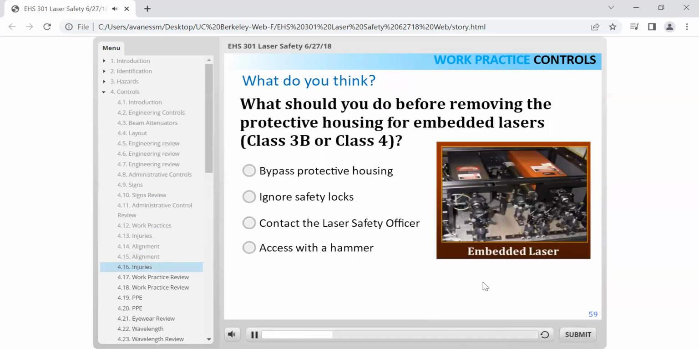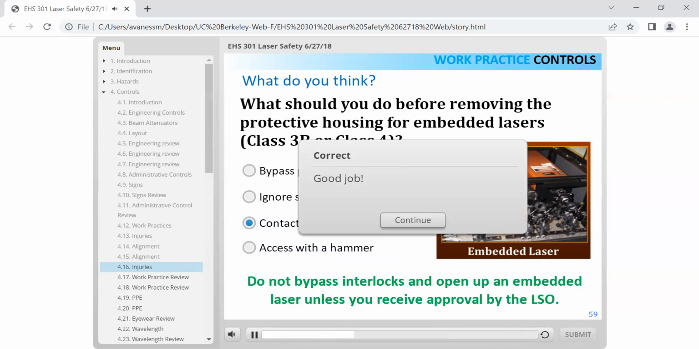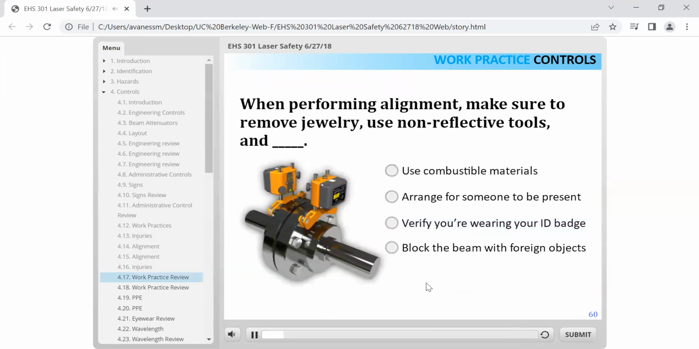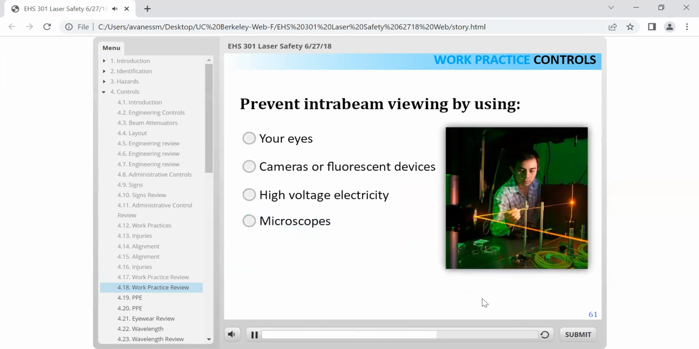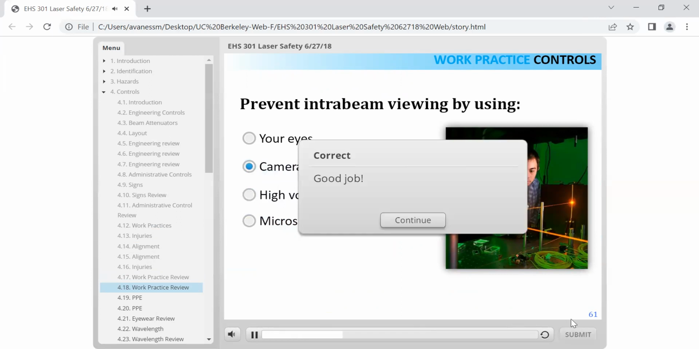What do you think? What should you do before removing the protective housing for embedded lasers? That is correct. When performing alignment, make sure to remove jewelry, use non-reflective tools, and what? That is correct. Prevent intrabeam viewing by using what? That is correct.